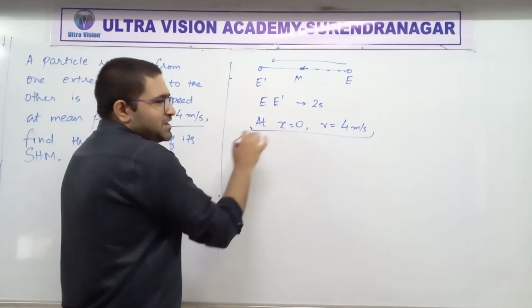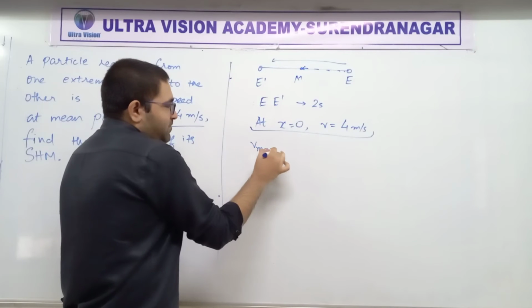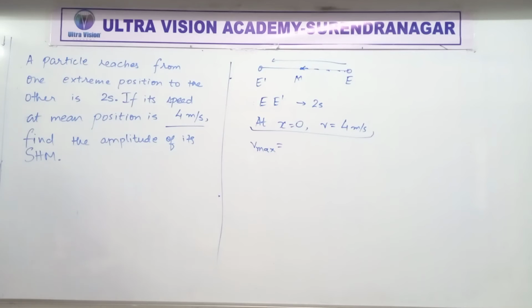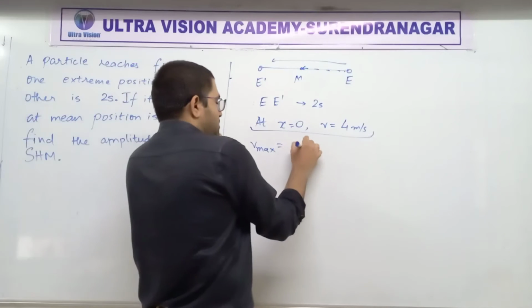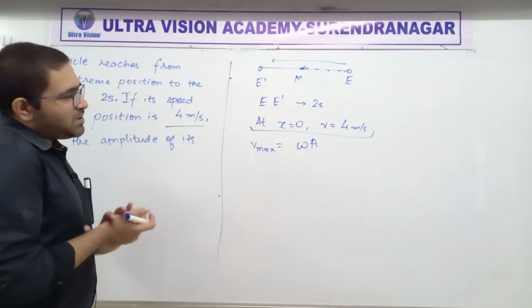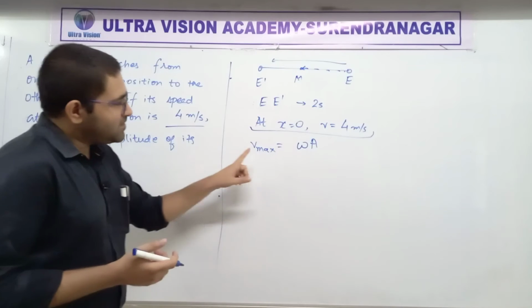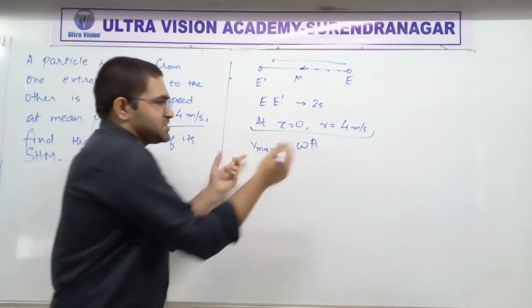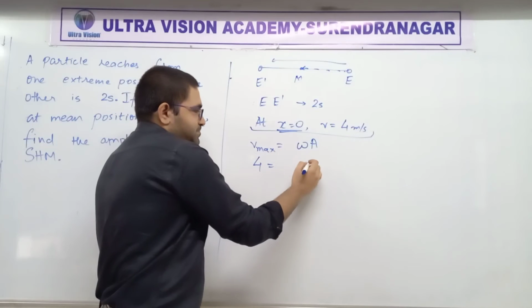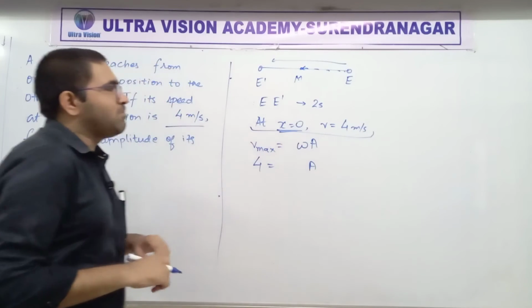We are given that at mean position the speed is 4 meter per second. You know, at mean position, speed is maximum. So what's the formula for maximum speed in simple harmonic motion? Vmax equal to A omega or omega A. Very good. So we can use that. There's only one problem though. Vmax is 4, because this is definitely Vmax since it's at mean position. What's the problem? We don't know what is omega.